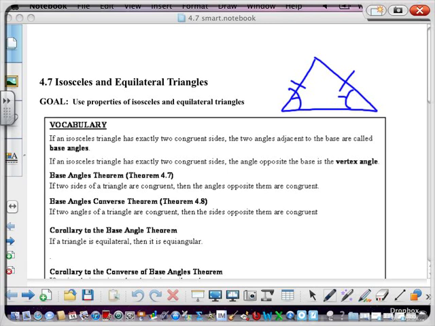Okay? So that's all base angle theorem is saying. If the two sides are congruent, the two angles have to be congruent. Okay? Base angle converse is the opposite. If the angles are congruent, that means the sides are congruent. Okay? If a triangle is equilateral, it's equiangular. And if a triangle is equiangular, it's equilateral. We talked a little bit about this when we went over equilateral, isosceles and scalene triangles.